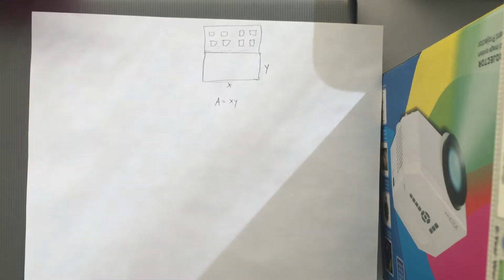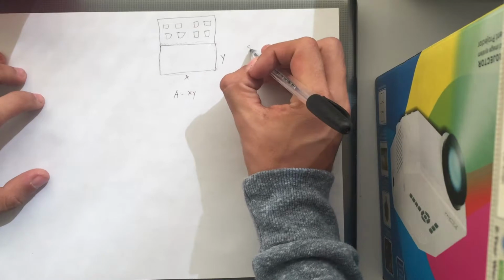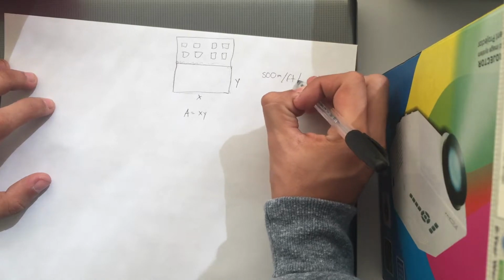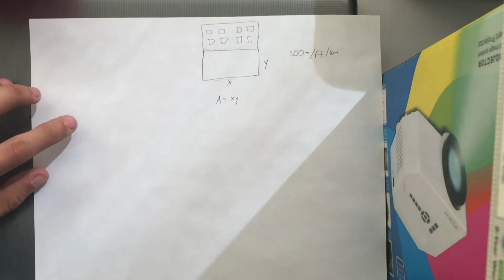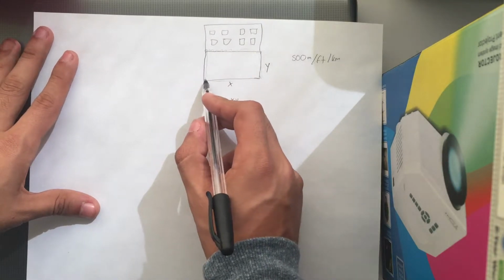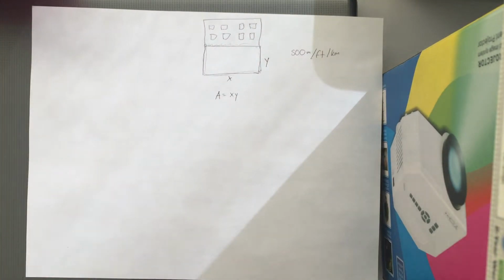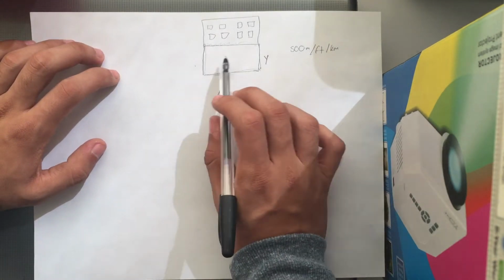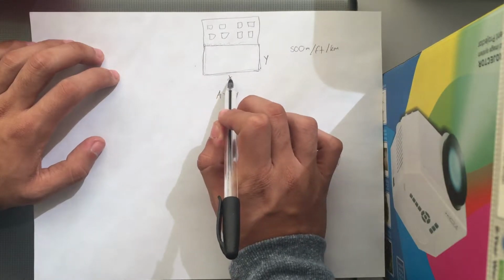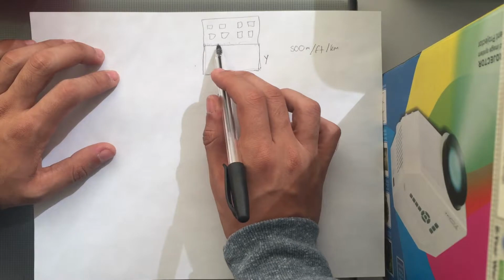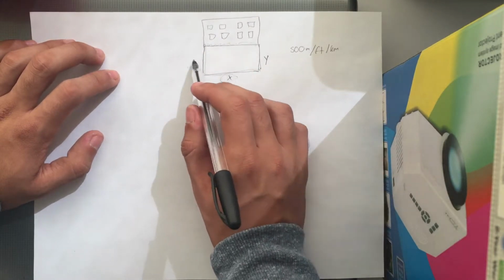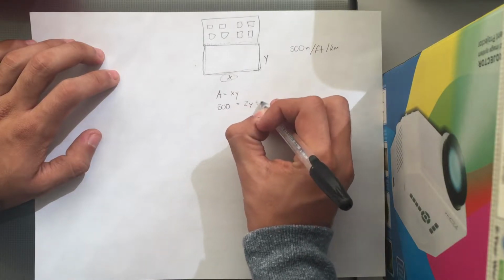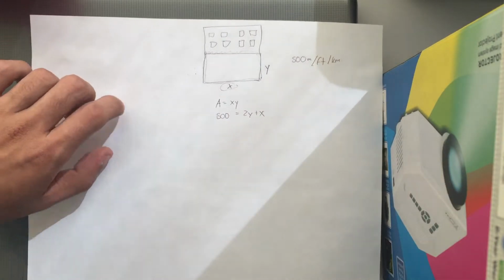And they said that we have 500 meters or feet or whatever, kilometers if you want, of fence, and we need to set up this perimeter. The perimeter of this side is 2y plus x, not 2x, because this side doesn't need to be fenced, only this side. So it's 500 equals 2y plus x. Okay, clear enough.